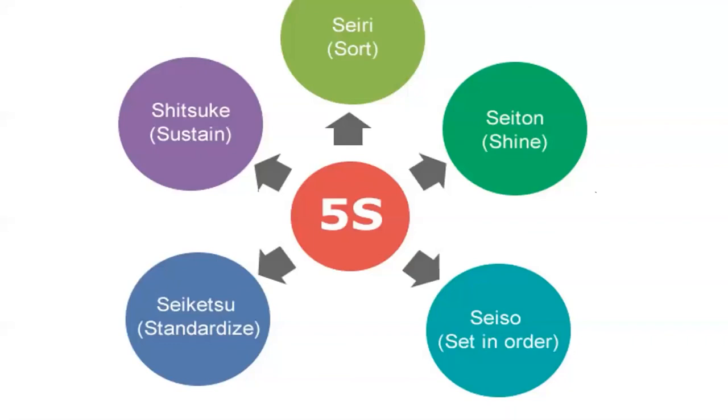Seiketsu means standardization, there is no standard otherwise. Then the last one is shitsuke. Shitsuke means, oh shit, I have to sustain. This is the 5S of Kaizen.